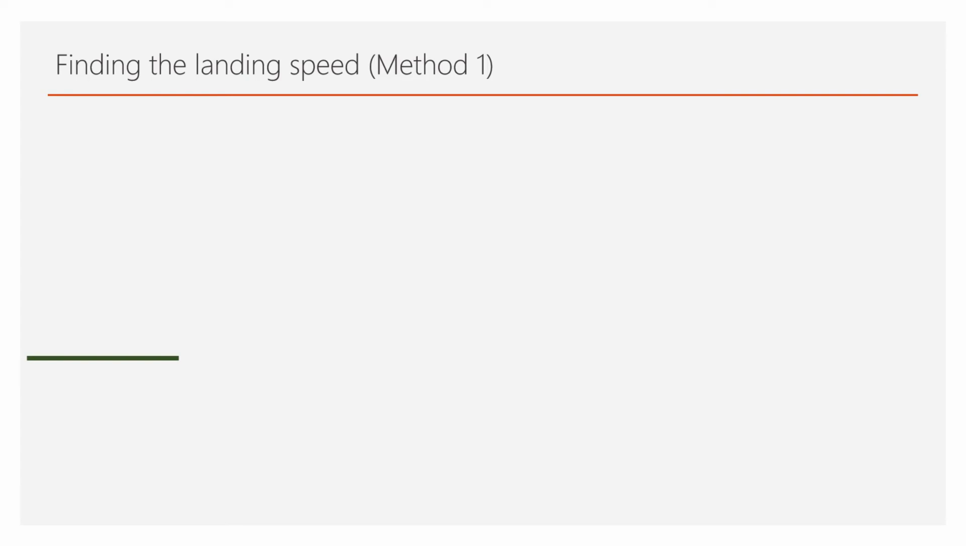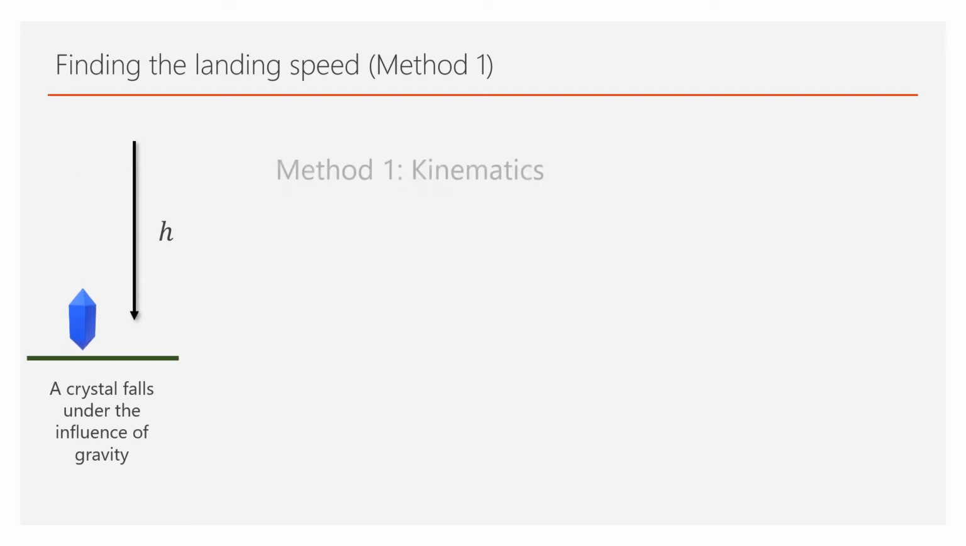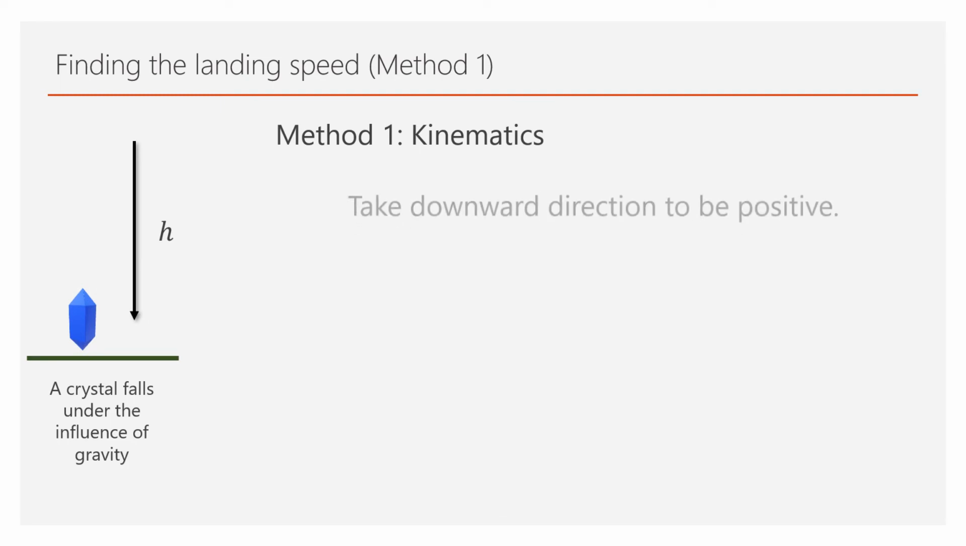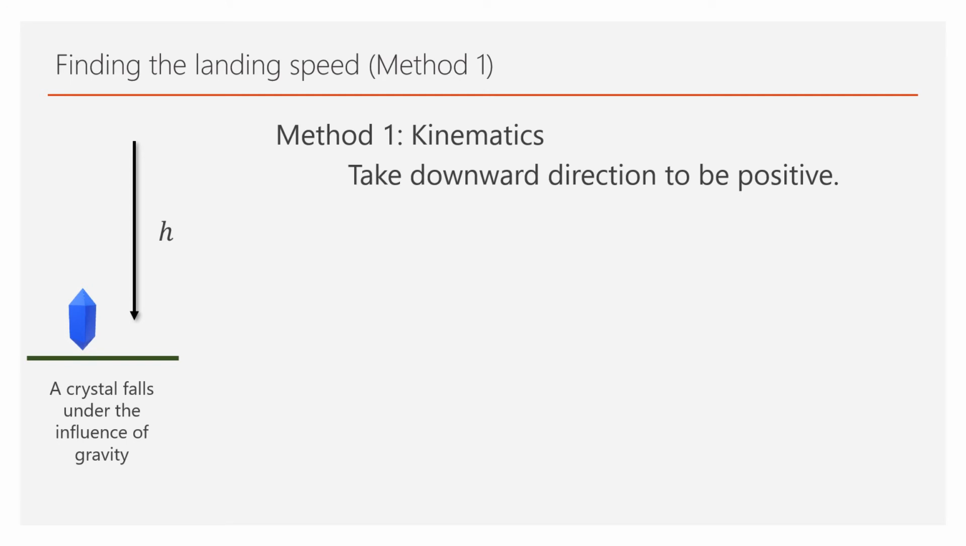Let's look at two different methods of finding the landing speed of an object that has fallen. So here's a crystal that falls through a distance h. And in the first method, we'll find the landing speed using kinematics, which you should have already learned. So first, we'll identify that we'll take the downward direction to be positive. We'll note that the acceleration is just the acceleration due to gravity. The object is released from rest, so v sub 0 is 0, and the final velocity is just v. We can say that the object was released from the origin, so y equals 0, and it falls through a distance h, so y sub f equals h.